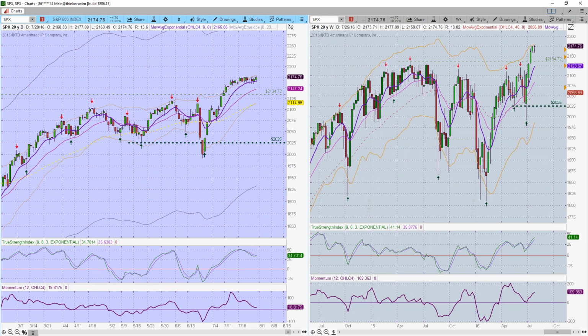What we're looking at on the weekly chart on the S&P, yes, we are pressing against all-time high. It actually pushed up this morning and made a new all-time high intraday. The true strength on the weekly chart is continuing to move higher. It is approaching the plus 50 level, and the plus 50 tends to be an area where the price action will turn around or at least stall.